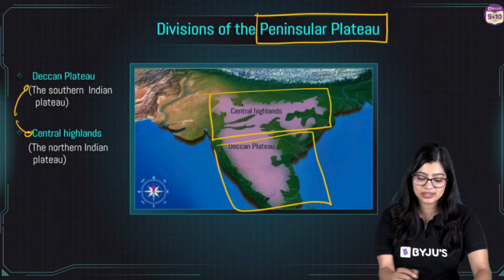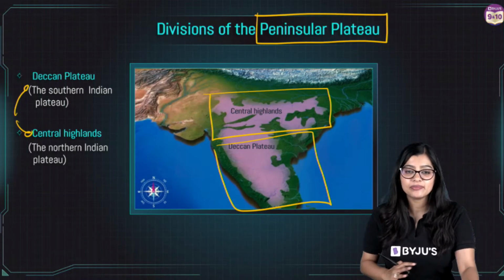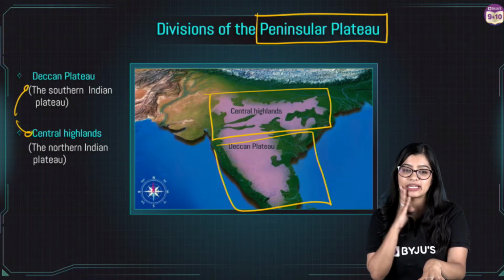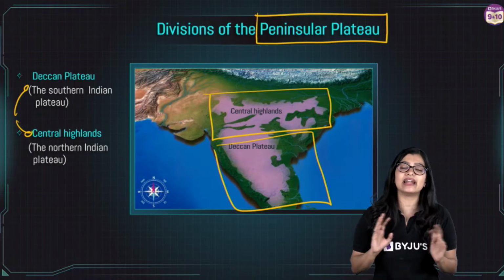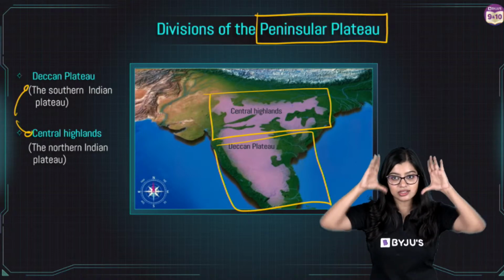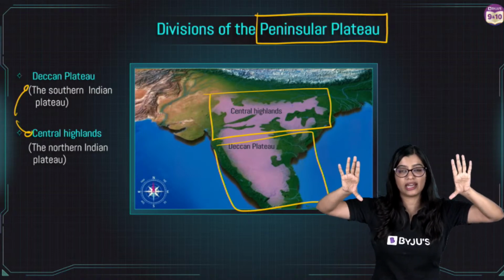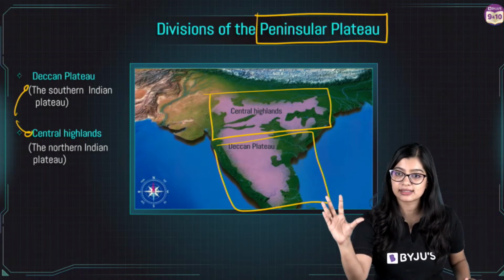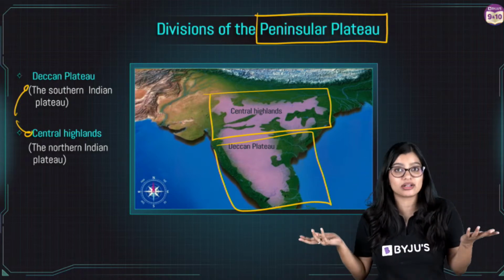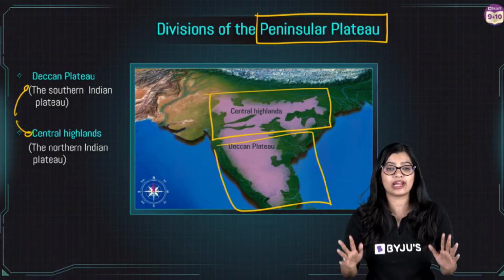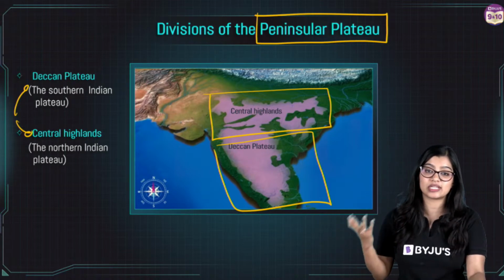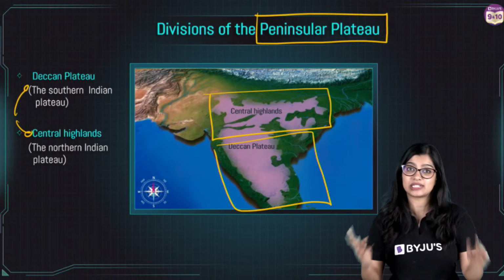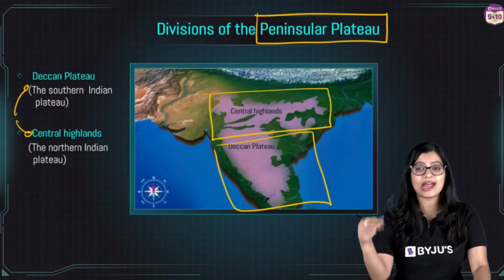Now we will discuss the Central Highland first. Look at it very simply. Central means it is in the central part of my country. So what all states does the central part of my country include? Remember that. You know where what state is present. The central part includes states like Madhya Pradesh and the surrounding states.